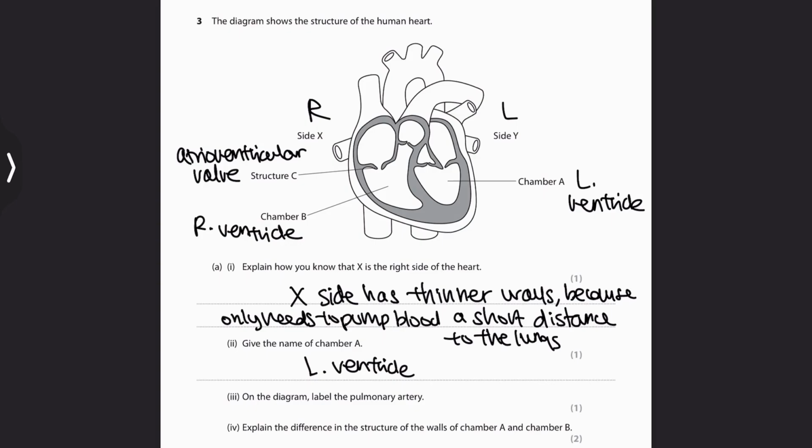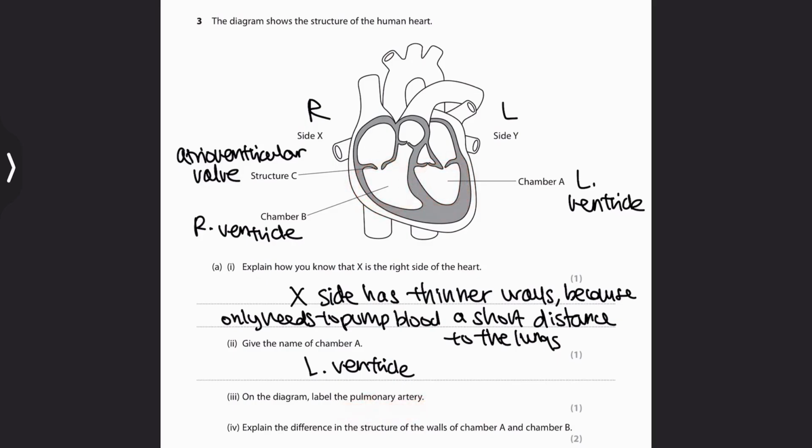Pulmonary artery, pulmonary artery. Have a think. Artery means blood away from the heart. That's got to come out of the ventricles, right? It's either right or left ventricle. And if it's going to pulmonary, which is the lungs, is it the right or the left side of the heart that pumps blood to the lungs?